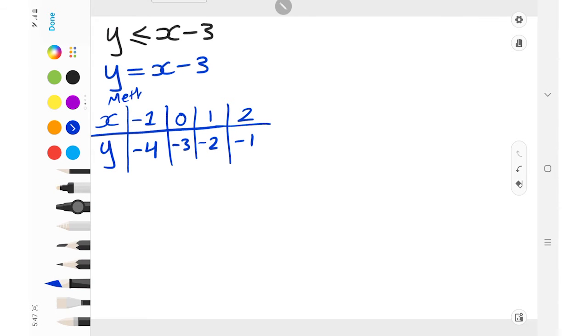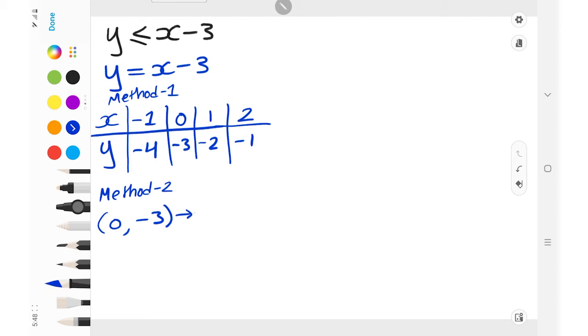Or you can find the x and y-intercept. What is the x and y-intercept? If you want to find the x-intercept, the y value will be 0. If you want to find the y-intercept, the x value will be 0. So here, if x is 0, my y value will be -3.